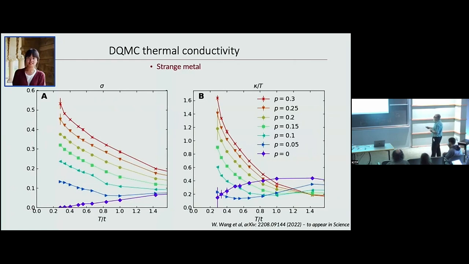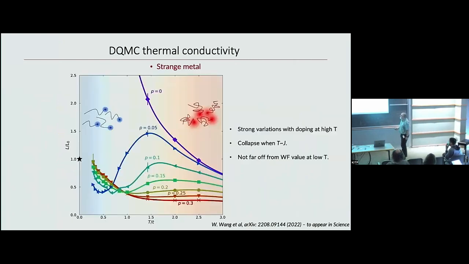Starting from half filling up to 30% hole doping. You can see at half filling these two are similar, but what's more striking is that once one gets into the strange metal phase, they look very similar to each other. If we take the ratio of them, then at high temperatures you can see there's a very strong separation, a very strong doping dependence. Again, this changeover that I showed in half filling still works out here.